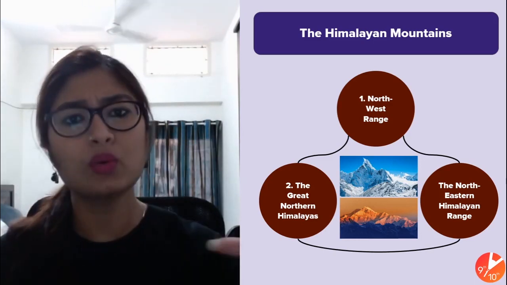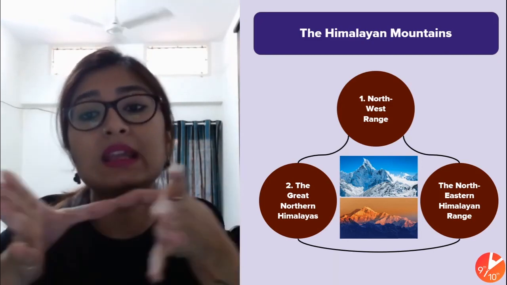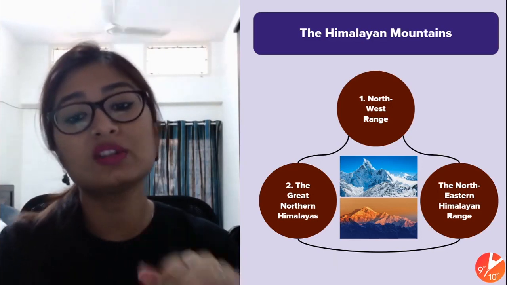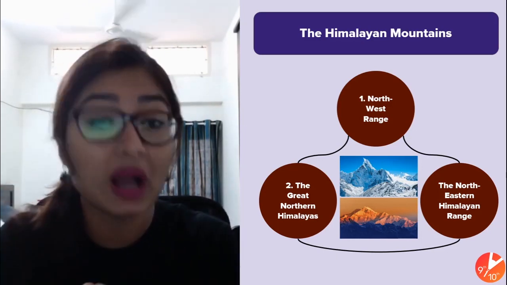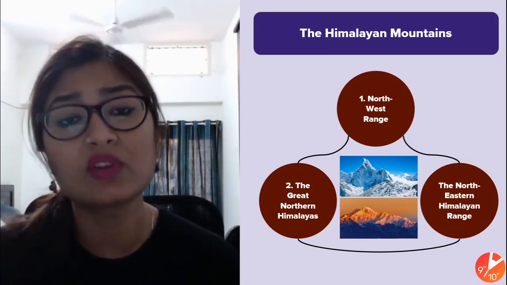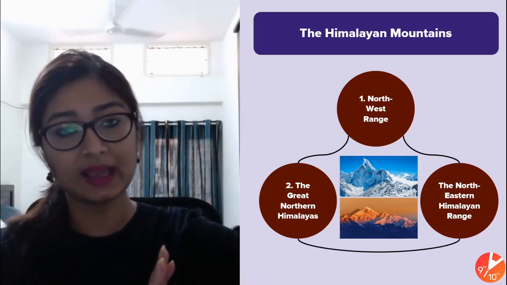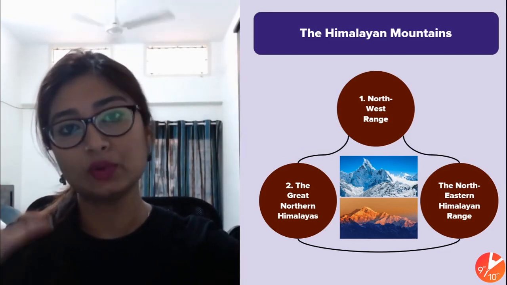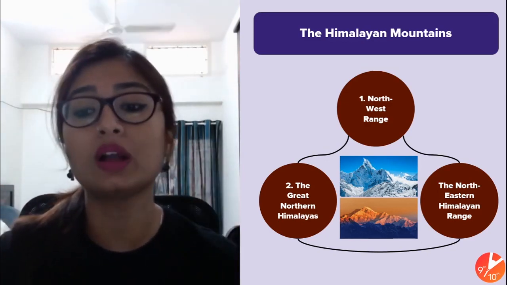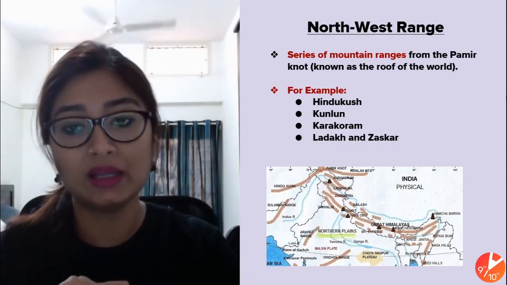The length is so huge that it has been divided, depending on certain reasons, into 3 major ranges. The first one is known as the Northwest Range, the second is the Great Northern Himalayas, and the third is the Northeastern Himalayan Range. As the names suggest, the western part would be where the Himalayas begin on the northern side, then the Great Northern Himalayas would be the middle range, and when you move to the east it's known as the Northeastern Himalayan Range. Let's talk more about the Northwest Himalayan Range.